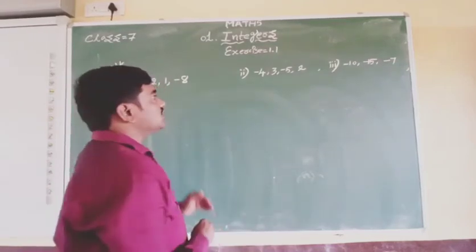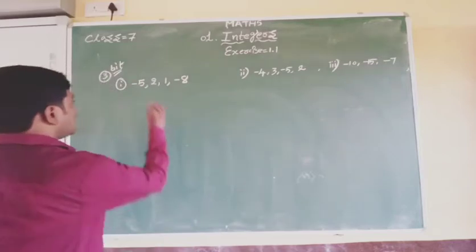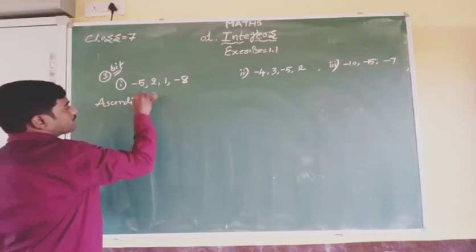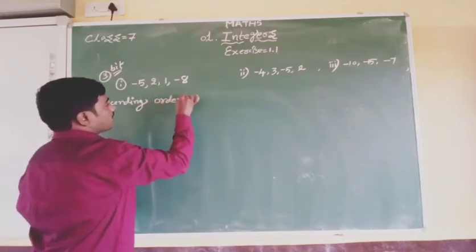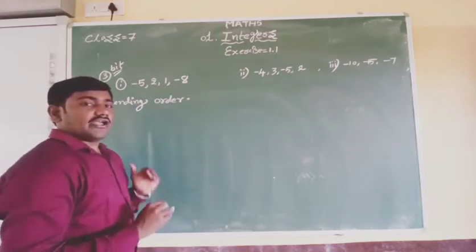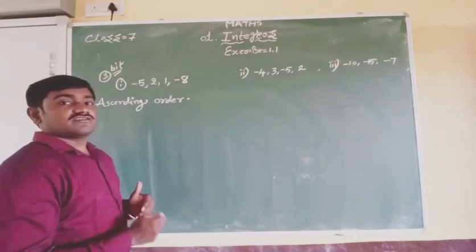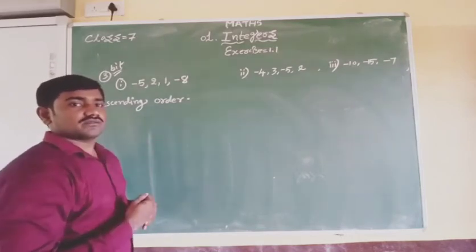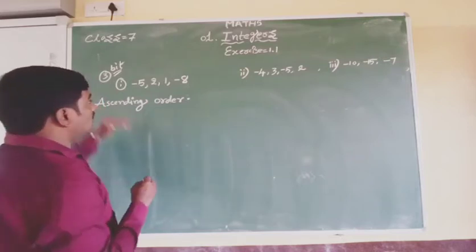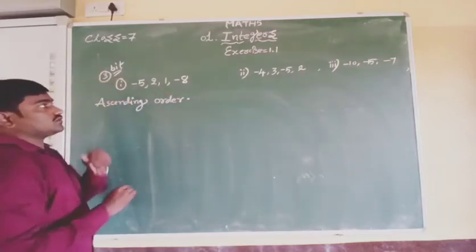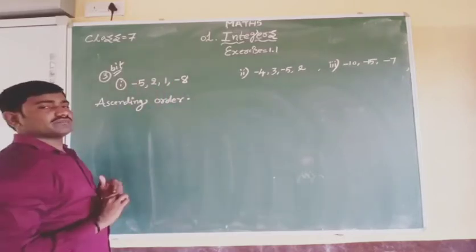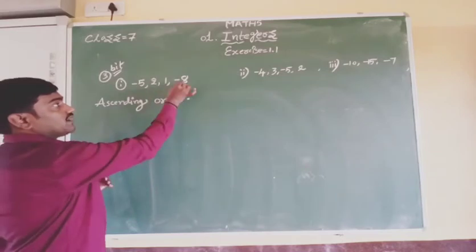So what we need to write here is the ascending order of these questions. What is the meaning of ascending order? Just now I said that if you arrange the integers from the smaller value to the bigger value, then such arranging is known as ascending order. So let us choose first, out of these 4 digits, which is the smallest one. The smallest one is minus 8.